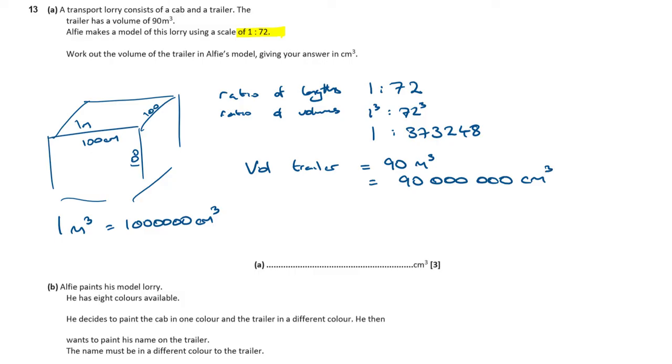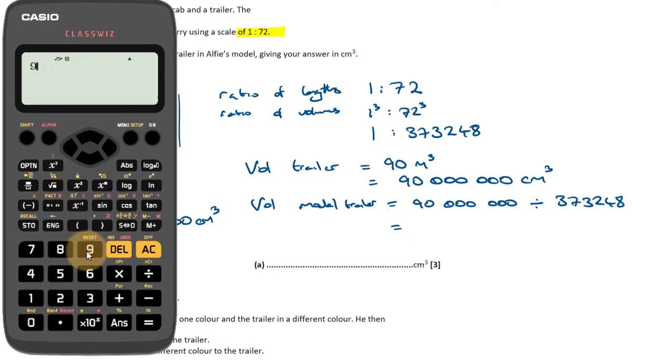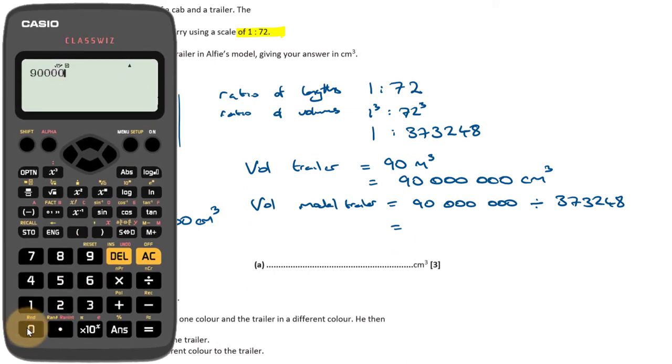Okay, so then the volume of the model trailer is going to be my 90 million cubic centimeters divided by that ratio we just found of 373,248, and that comes out to be 90 million divided by answer.